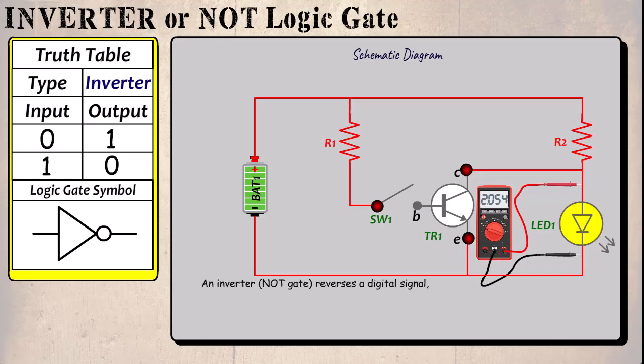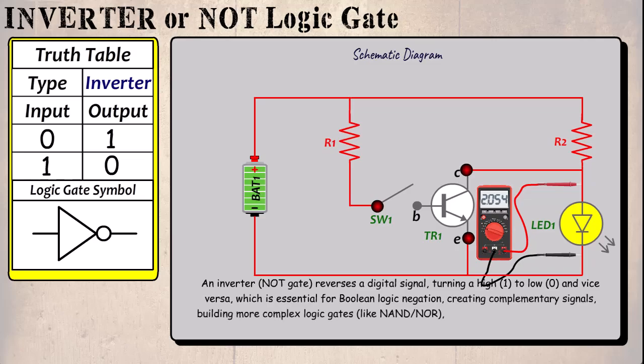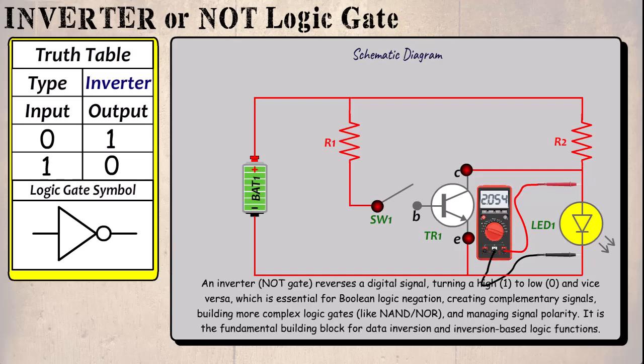An inverter NOT gate reverses a digital signal, turning a high to low and vice versa, which is essential for Boolean logic negation, creating complementary signals, building more complex logic gates like NAND and NOR, and managing signal polarity. It is a fundamental block for data inversion and basic logic functions.